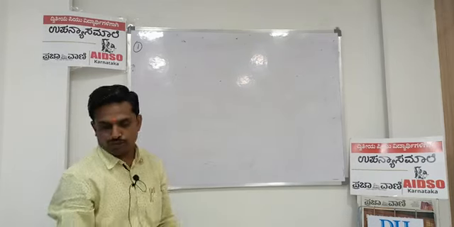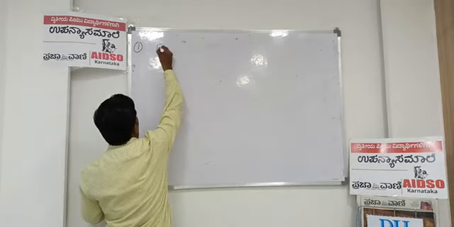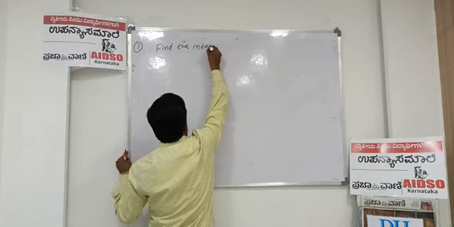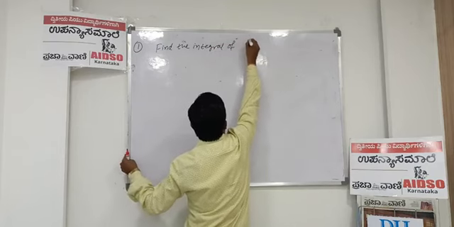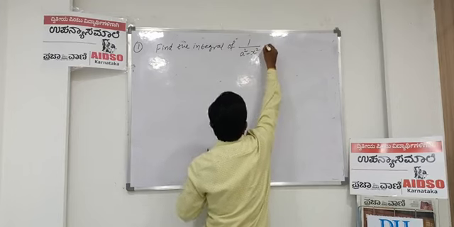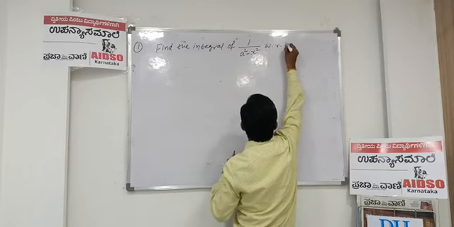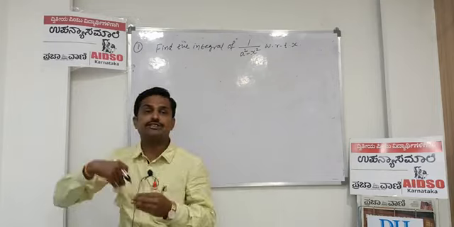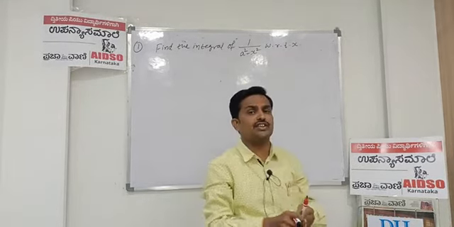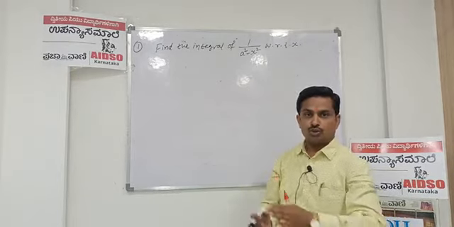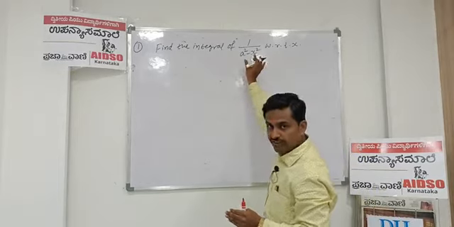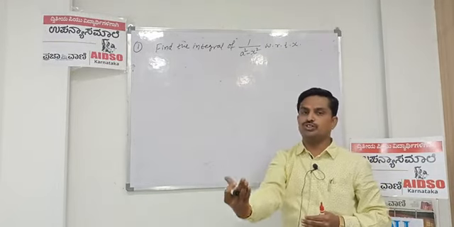The first one we are going to find is like this: find the integral of 1 upon a square minus x square with respect to x, and hence evaluate. Based on this integral itself, they will give you one data. Let me first show how exactly we can arrive at the result of this, and then how to simplify that question.